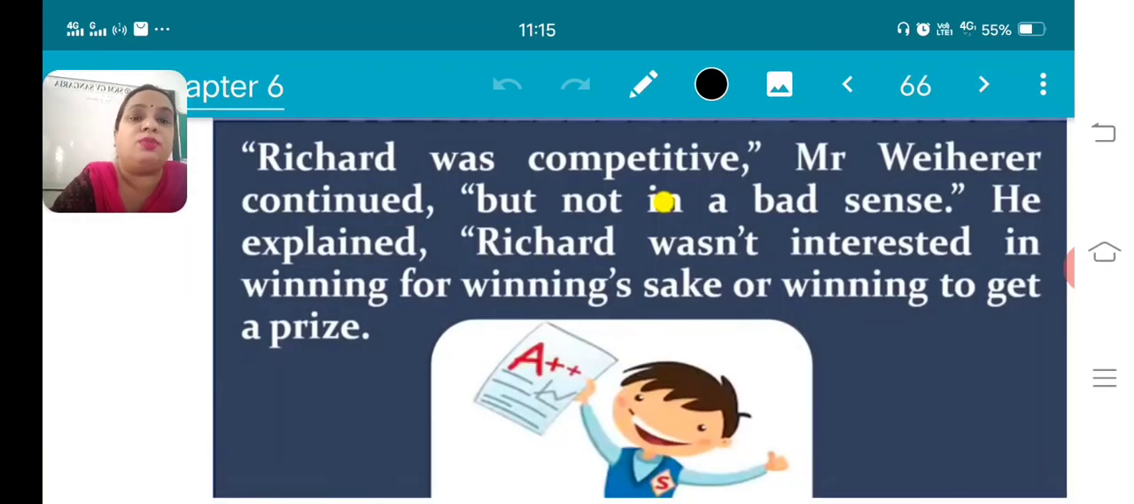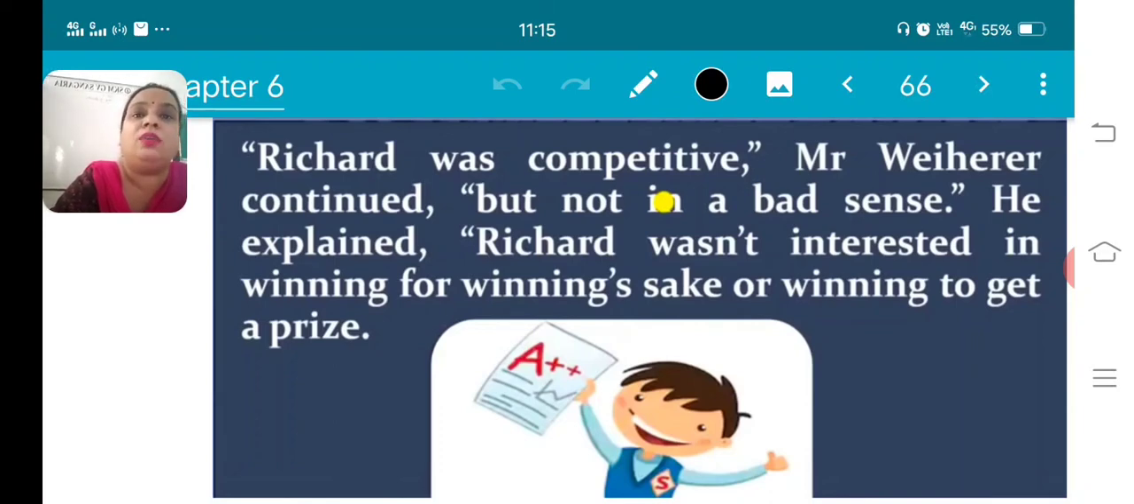"Richard was competitive," Mr. Wearer continued, "but not in a bad sense." He explained that Richard wasn't interested in winning for winning's sake or winning to get a prize. So his teacher added that he was competitive but not in a bad sense, because in a class we have competitions and want to show that we are the winners. That was not his spirit. He did not win to get prizes or for the sake of winning, but because he wanted to be the best at whatever he did.